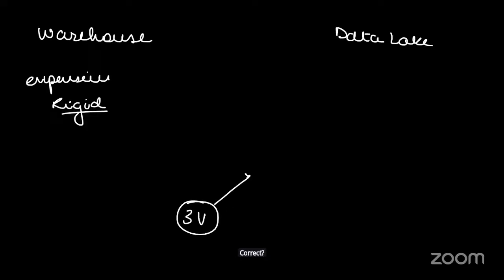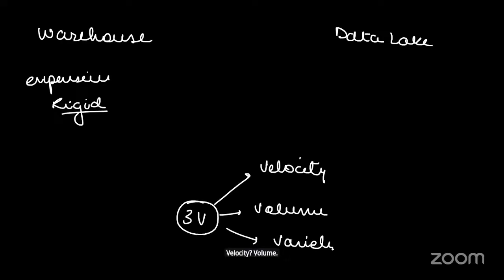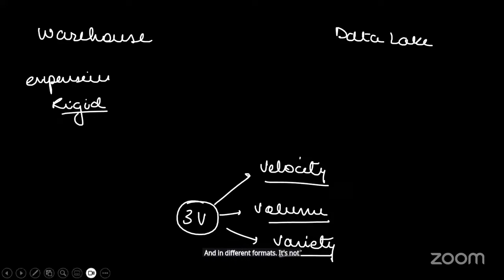The 3V problem is velocity, volume, and variety. Data exploding at a very fast pace, getting generated at a very fast pace, in very high volume, and in different formats. It's not just a simple table format now, it's in many formats. So the data warehouse would not be able to handle the variety and the volume.